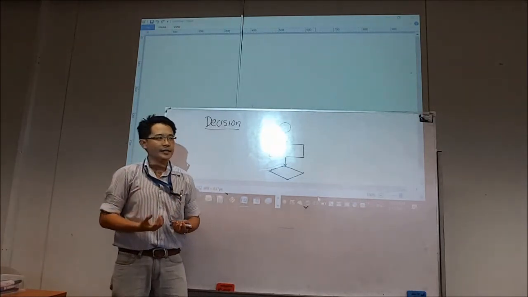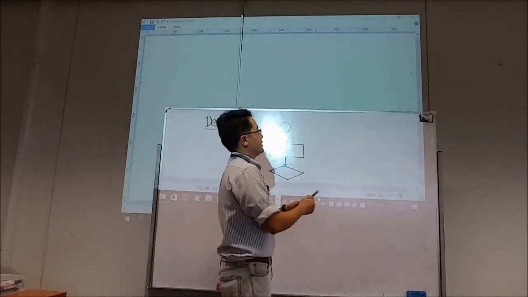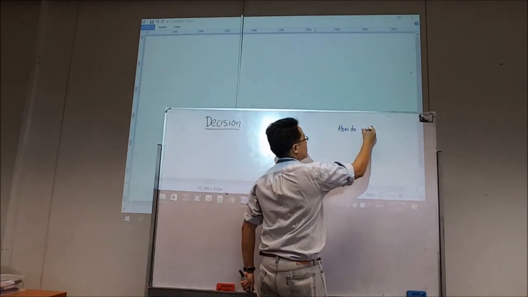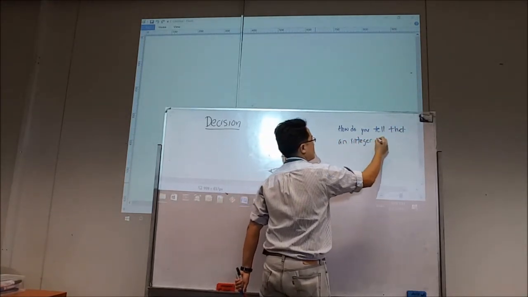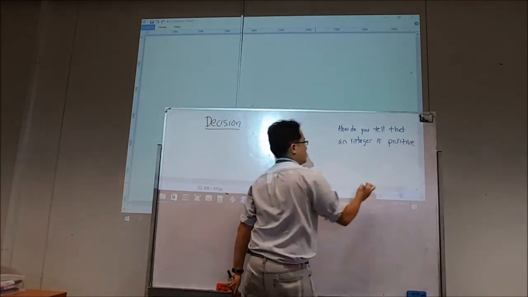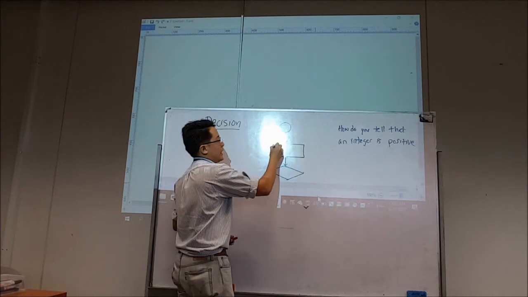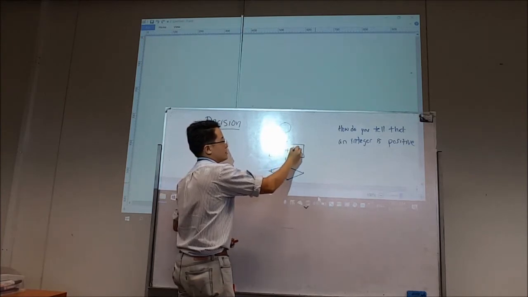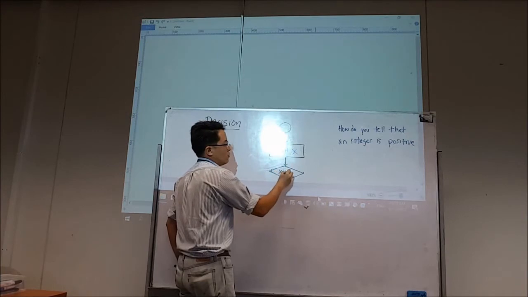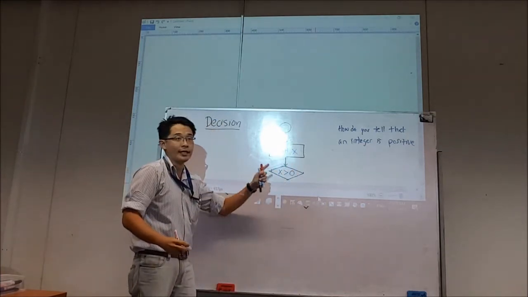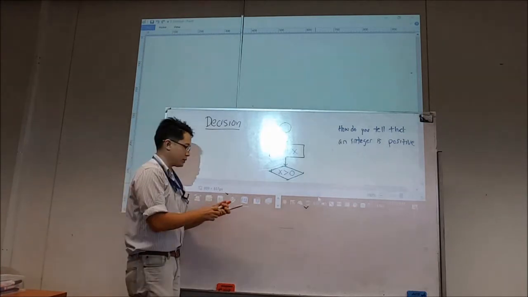how do you tell that an integer is positive? Greater than zero, correct. So suppose that the first step is to get integer x from the keyboard. To test whether it's a positive number, we will use the expression whether x is greater than 0 or not. Right? So this will lead to two possible outcomes, true or false.